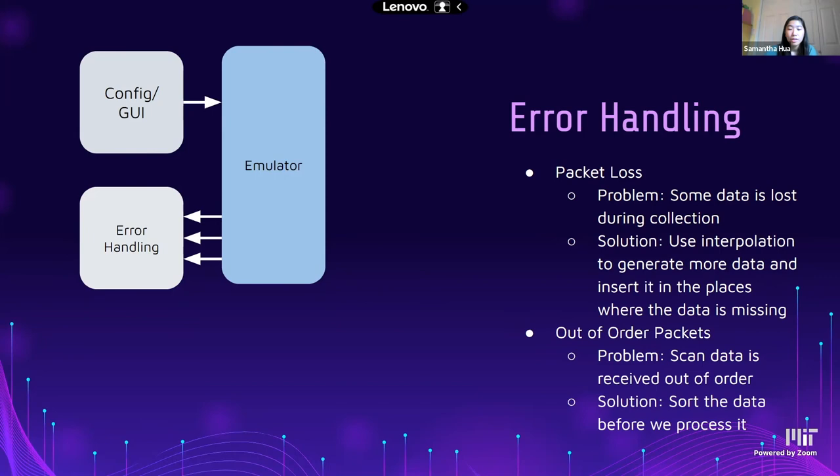And the last type of error that the emulator can mimic is out of order packets. The problem here being that scan data is received out of order. Our solution to this was pretty simple. Just sort the data before we process it.